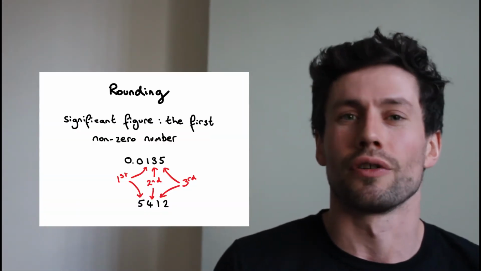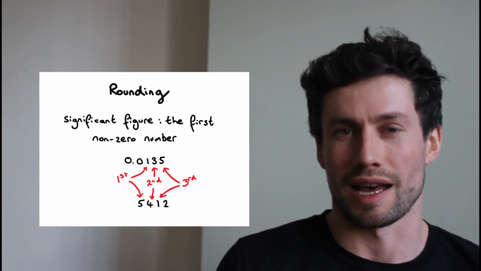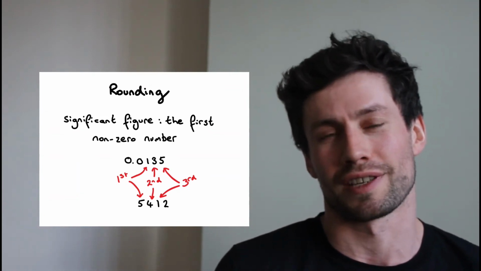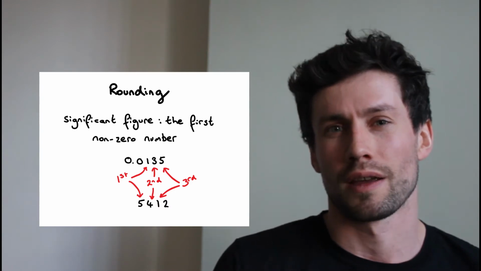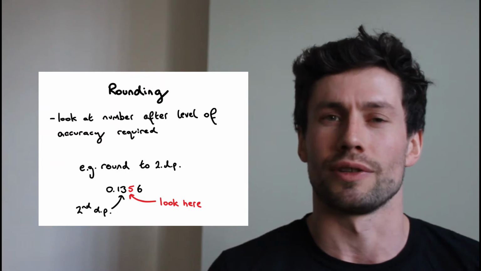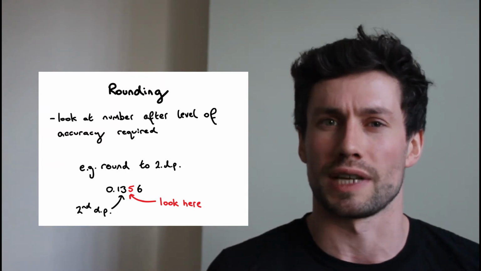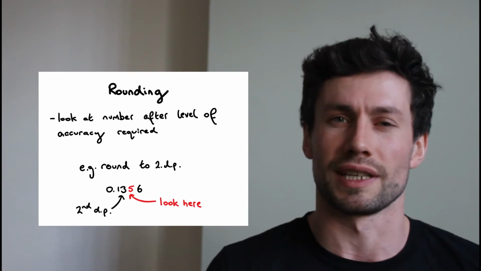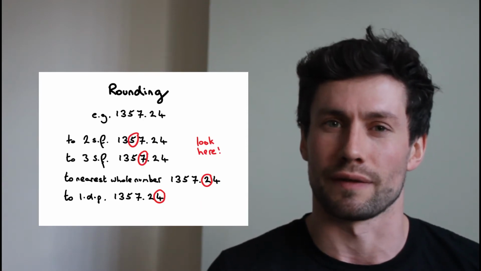You're going to be given a value and told to round it to either a number of significant figures or a number of decimal points. The first significant figure is the first non-zero number in your value, and the second and third and fourth significant figures continue on from there, from the left. When you're rounding to a number of significant figures or to a number of decimal places, you need to look to the number after that level of accuracy. So if I want to round to 2 decimal places, I look at the third decimal place. Or if I want to round to 2 significant figures, I look at the third significant figure.